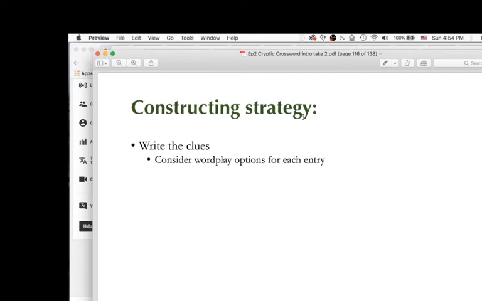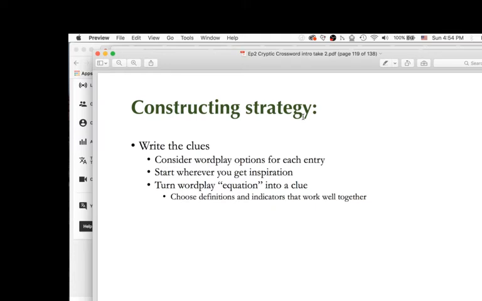Consider your wordplay options for each entry. I usually just scan the word list once I've filled the grid and think about, well, what jumps out in these entries? Start wherever you get inspiration. You don't have to go from one across to whatever number down. You can write clues in any order because you've already filled the grid. Now each of the clues is usually an independent puzzle. Think of a way to turn your wordplay equation into a clue.